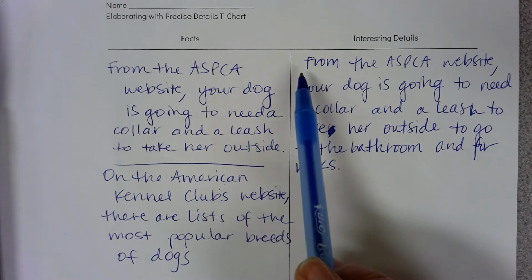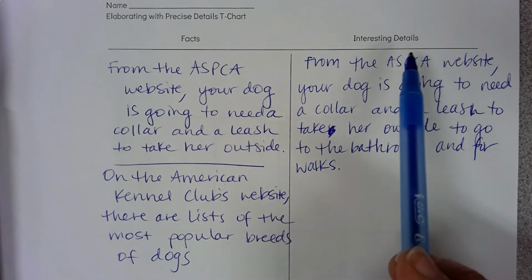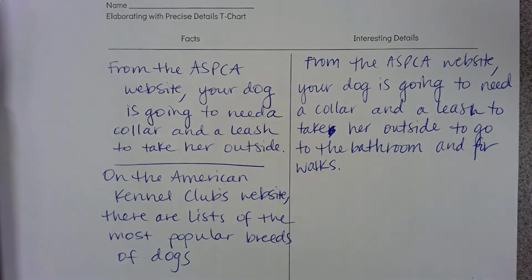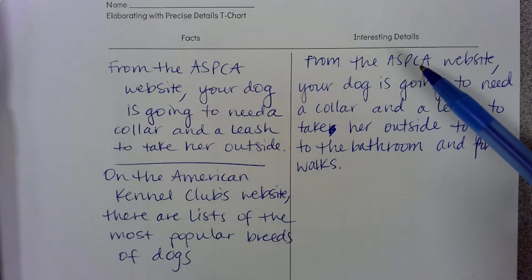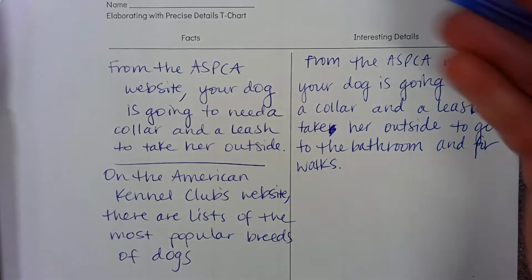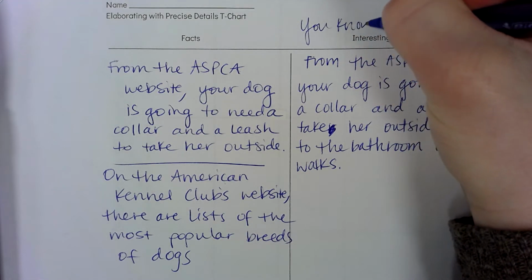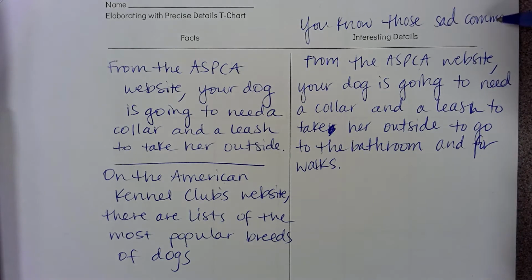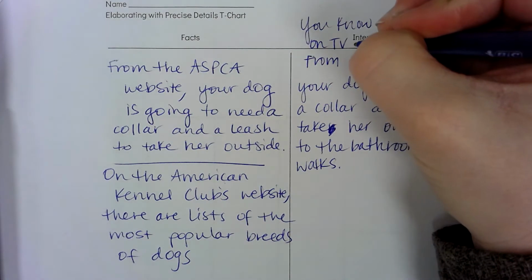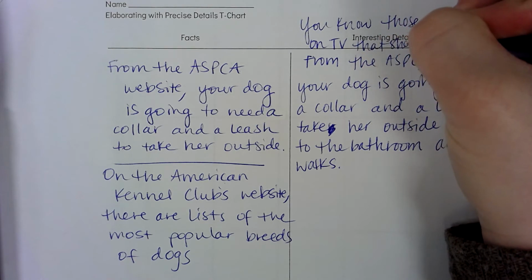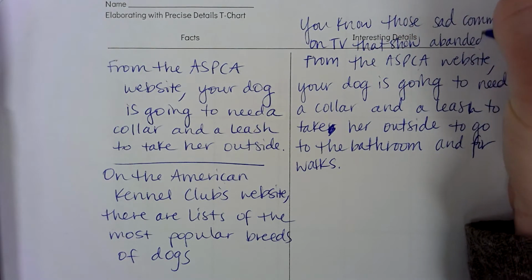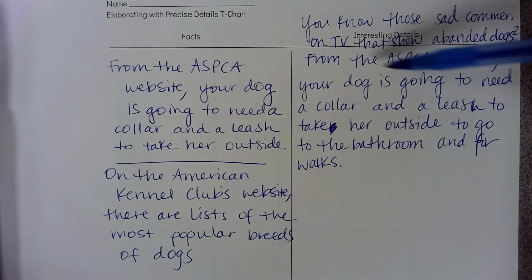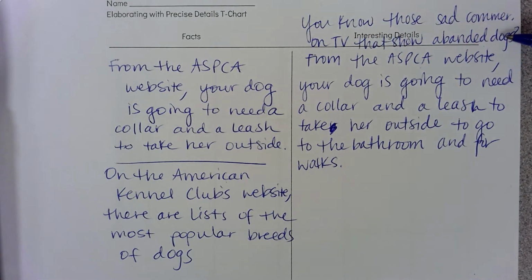So I'm adding detail or description on what is actually going on in this. I'm also thinking, if you were in class Thursday and Friday, you remember me saying what this organization does. They are the ones in charge of the really sad dog commercials on TV where dogs are abandoned and abused. So this foundation works with rescuing dogs. I could maybe add in something about those sad commercials on TV that show abandoned dogs.